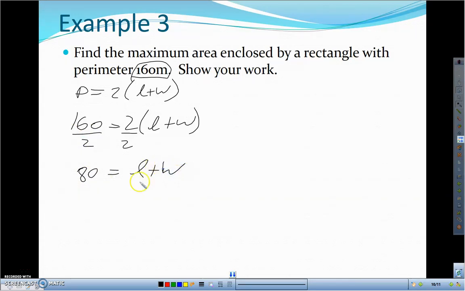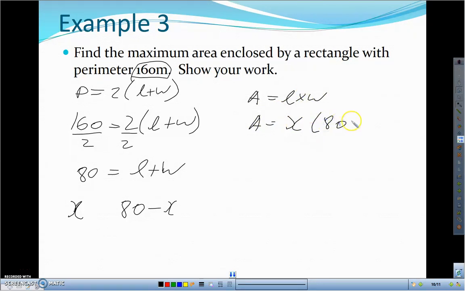So what this can tell us is that if we have one side which we'll call x is the length, then that means that the width has to be 80 minus x. So our area formula is going to be equal to length times width. So area is going to be equal to x times 80 minus x. And this should be somewhat intuitive, because if we have one side which is 79, then the other one has to be 1. If the other one is 2, then the other one has to be 78.